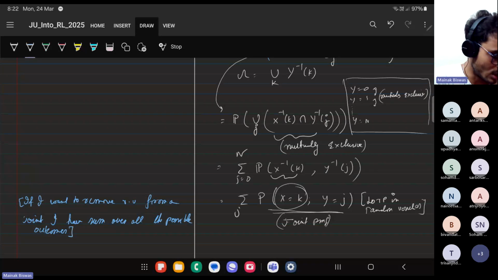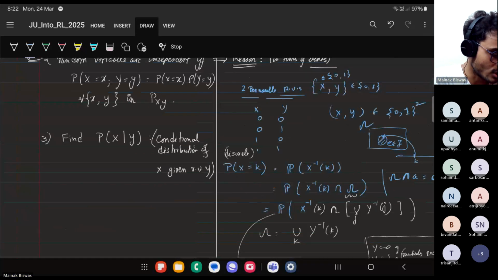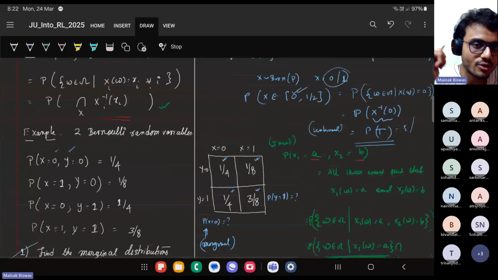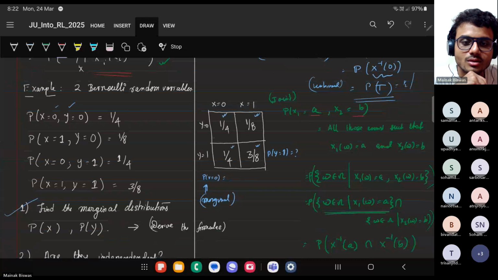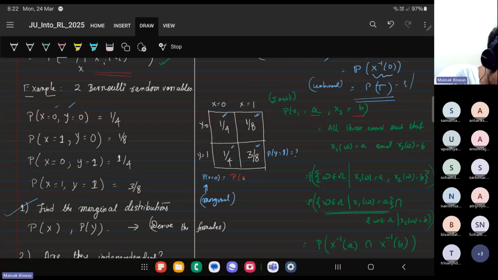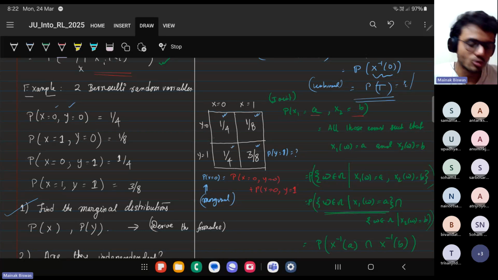So let us try and solve this question now. So now if I ask you what is going to be P of x is equal to 0, we'll just write it down fast. This is just for one, I'll write x is equal to 0 and y equal to 0 plus probability x is equal to 0, comma y equal to 1. This is all we have to do, yes or no?